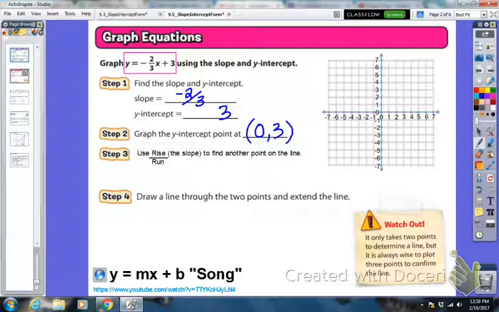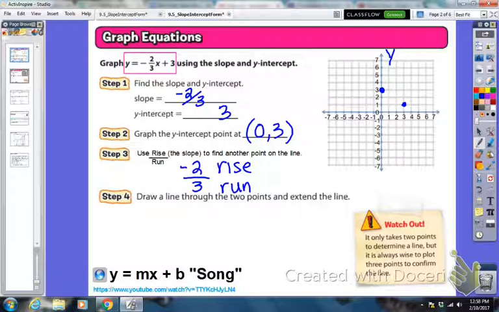So first we're going to go to our graph. Here's my y-axis, so I'm going to plot a point at 3. Then you need to use the rise over run, or the slope, to find the other points. So negative 2 is my rise and positive 3 is the run. From my point at 3, I'm going to rise negative 2. Since it's negative, I'm going down 2. And then I go to the right 3 for my run. So this is my next point.